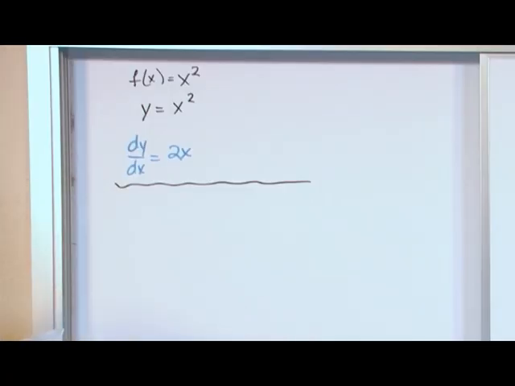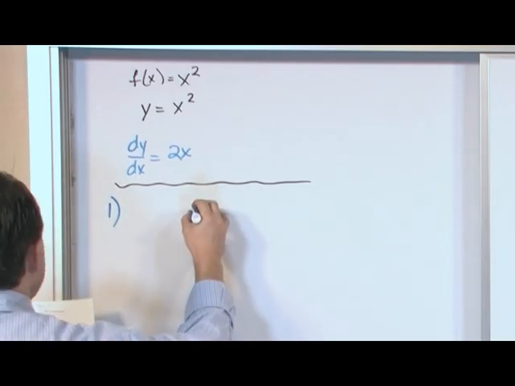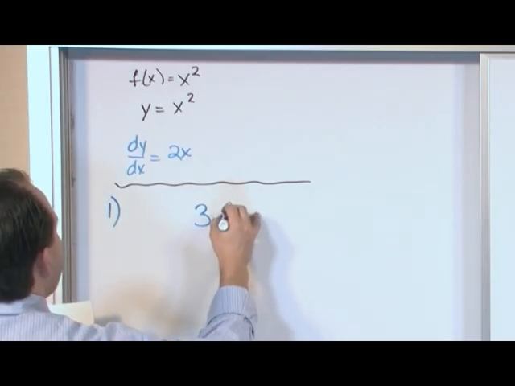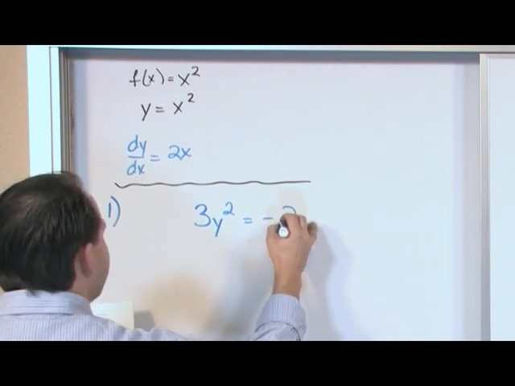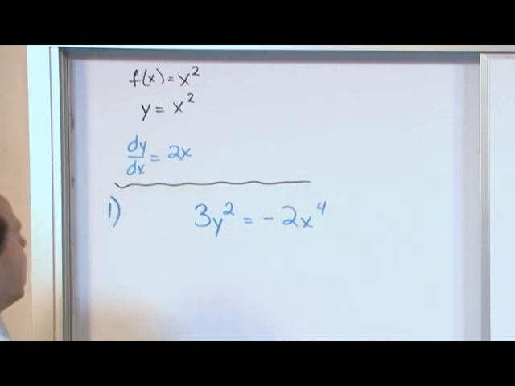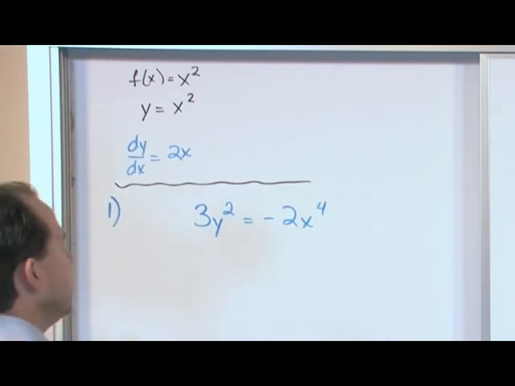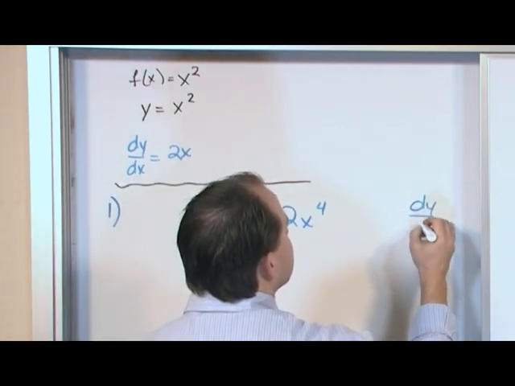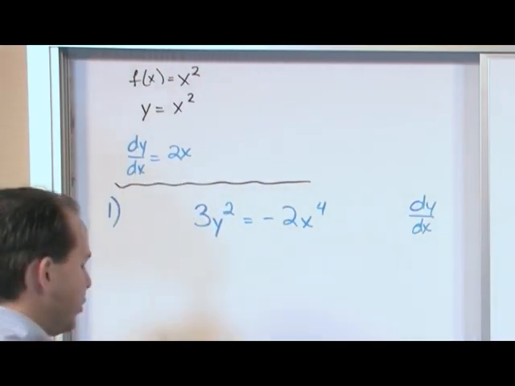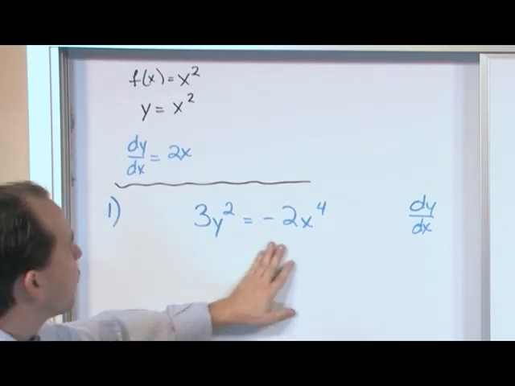What if I gave you, and this will be our first problem that we're going to end up solving, by the way, what if I gave you 3y squared is equal to negative 2x fourth? And I said, hey, I want you to find dy dx. How would you do that? Well, you have never been given a function or a problem like this.